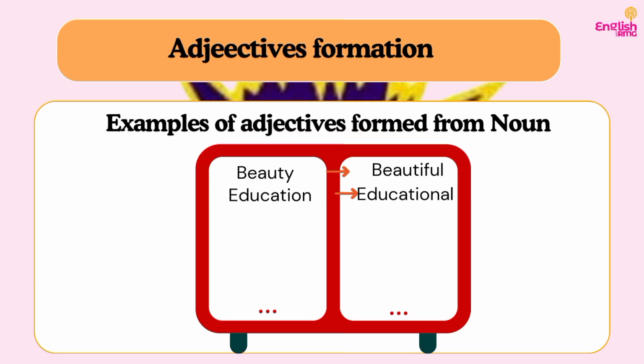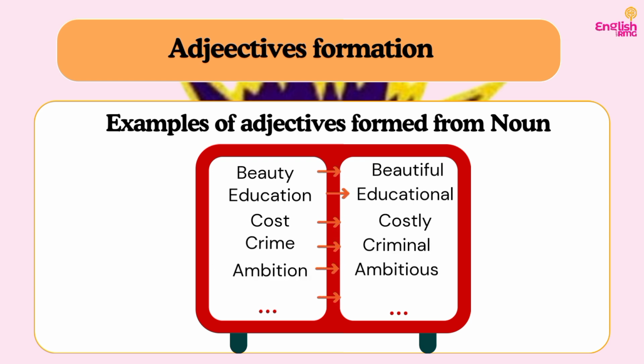Also, from education, we could have educational, that is, by adding al to education. We could have costly from cost. I'm still going to explain adjectives with ly later. We could have criminal from crime. And I know that sometimes criminal is also a noun. Do you understand? So there is a difference between saying he is a criminal, that is a noun, and saying this is a criminal offense. That is going to be an adjective, criminal modifying offense.